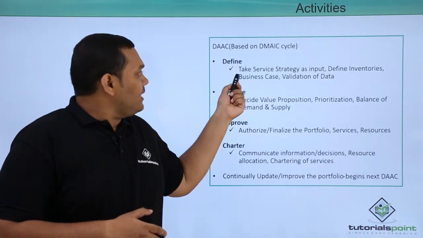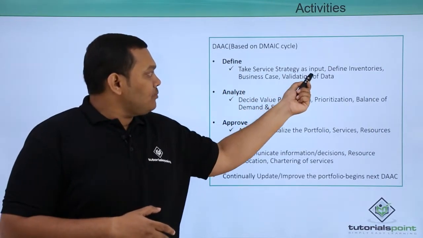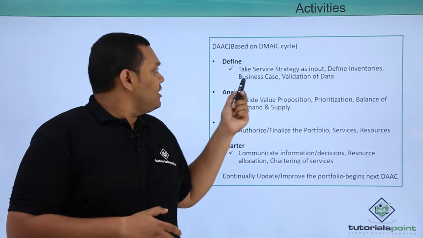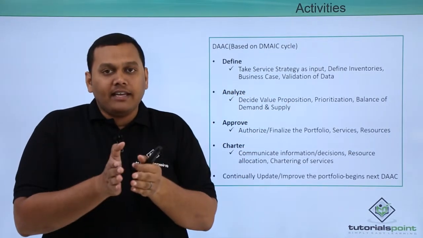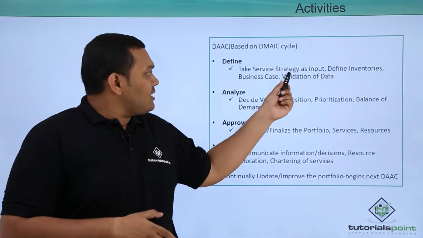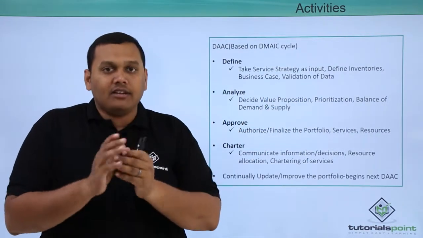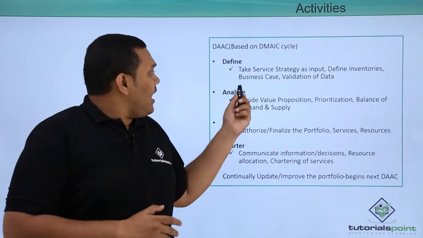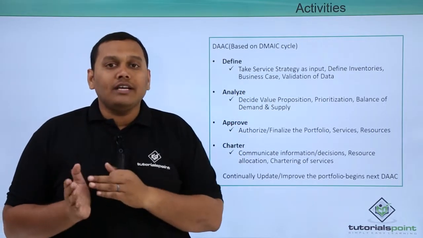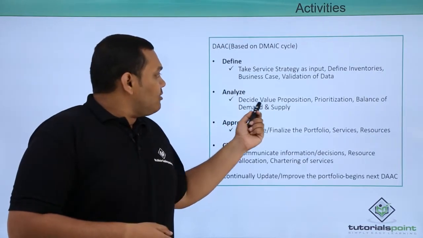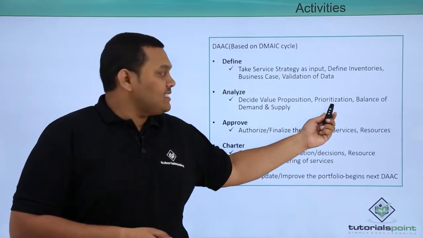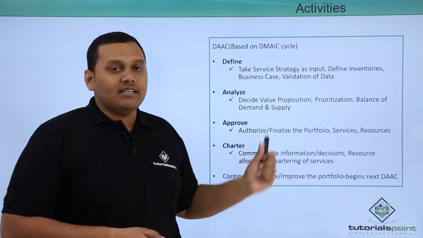So, coming to define, this takes service strategy as input and it defines the inventories, business cases and validation of data. So, based on this, it takes a service strategy as input and defines the inventories and also the business cases, and it also does the validation of the data. What is analyze? Decide value proposition, prioritization, balance of demand and supply.